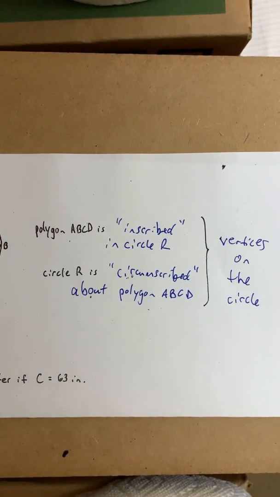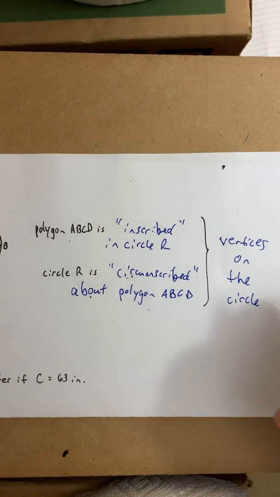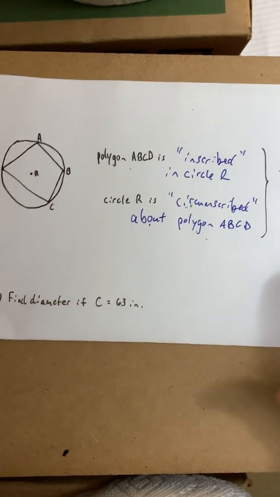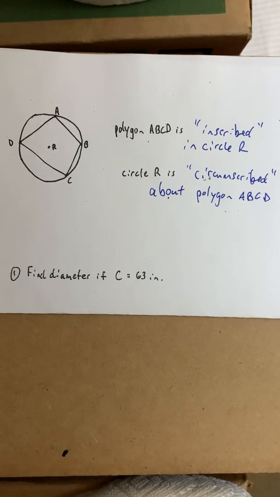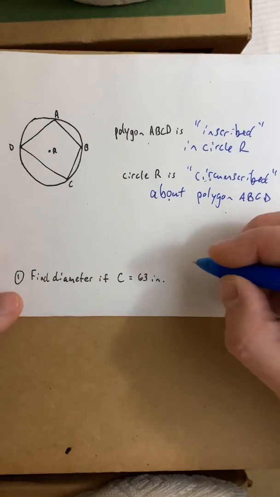All right, we're going to do some examples, 1 through 3 below. Let's look at number 1. These will be similar to some problems that you get in your homework set for 10.1. All right, number one, we're going to find the diameter if the circumference is 63 inches. Since we're dealing with circumference, let's pull up the formula.